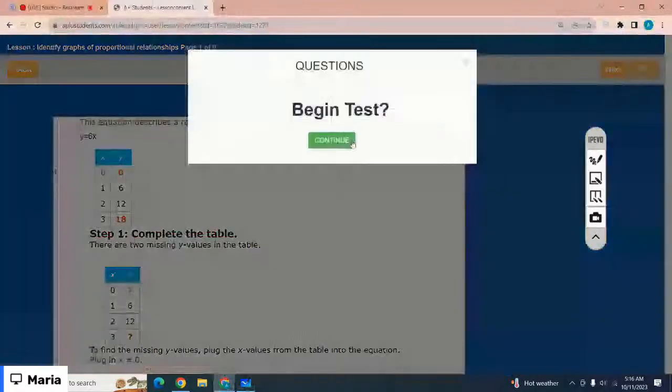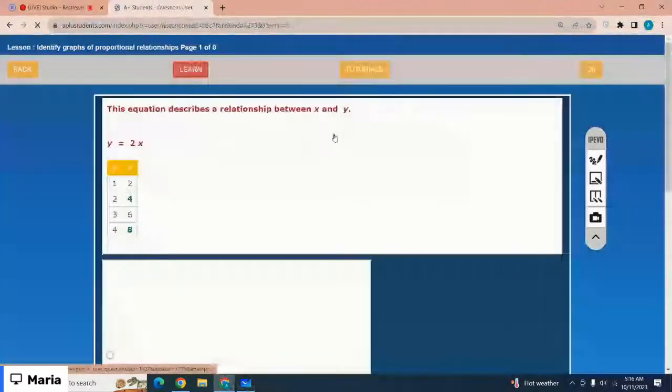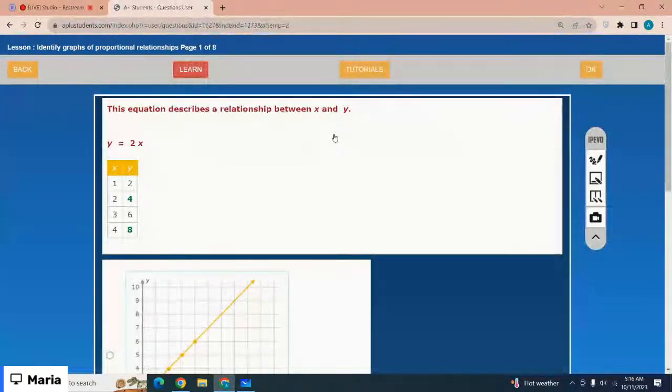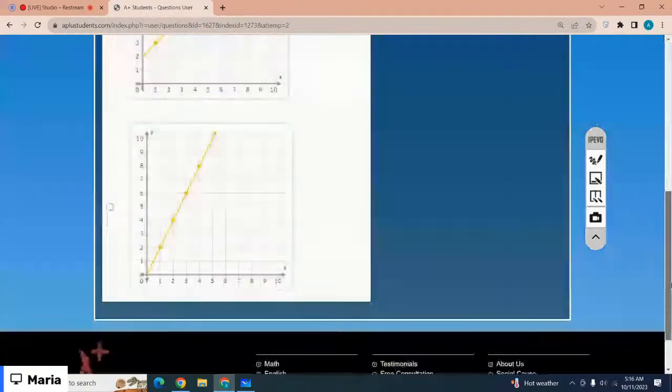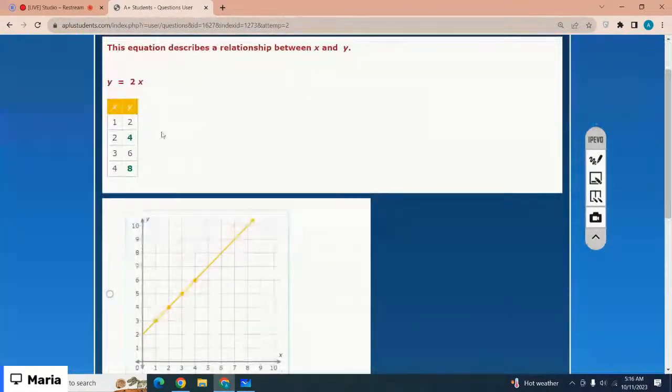Let's just start with the test questions. Okay, this equation describes the relationship between x and y. Y equals 2x is the relationship. Here is the table given. You are given two of the graphs. You need to see which is the correct one. Just match the values to the graph, right?